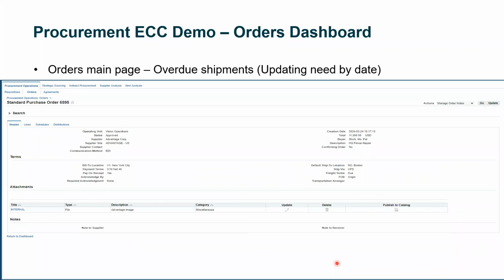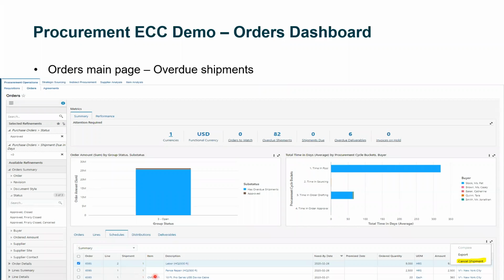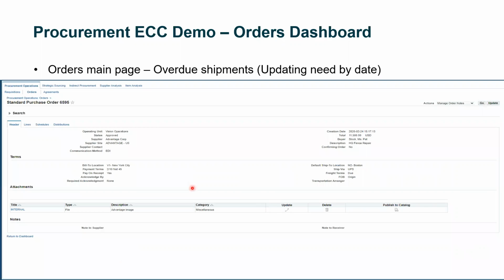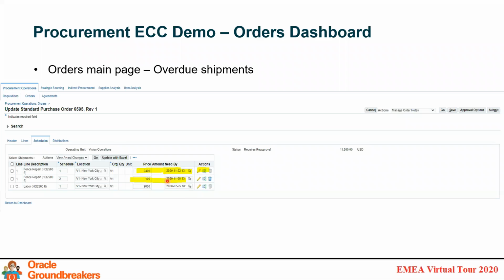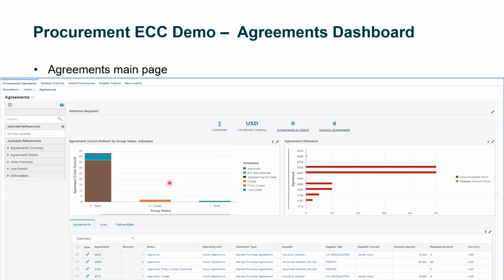Similarly, if I want to change the need by date, when I go back to the lines, there is an update icon. When I click on that one, it brings me to my orders main page. Here, I can update the need by dates on this PO. Then I can submit for approval.